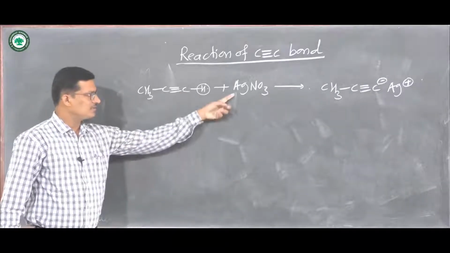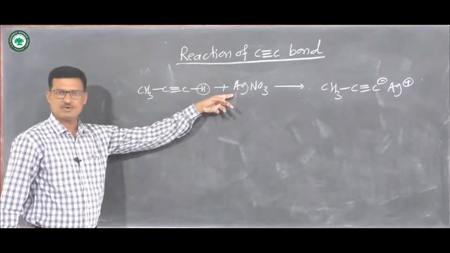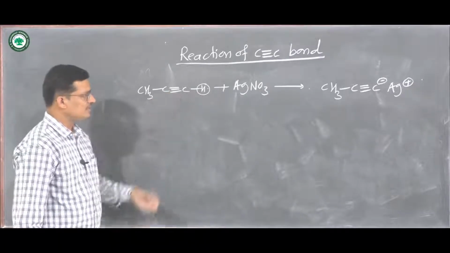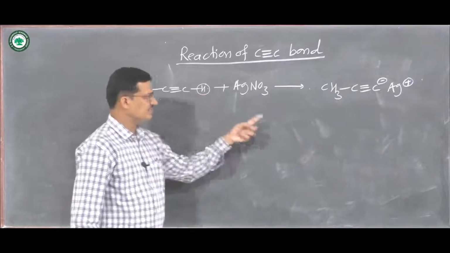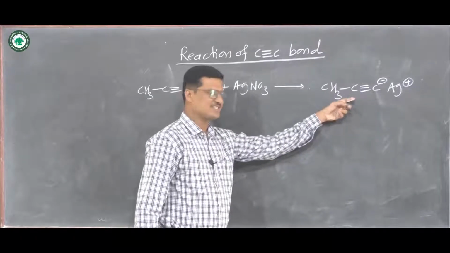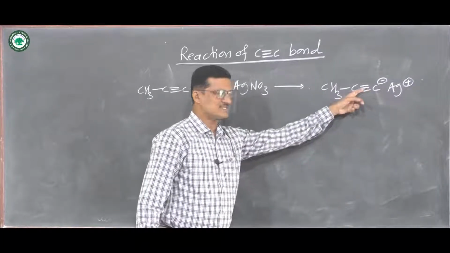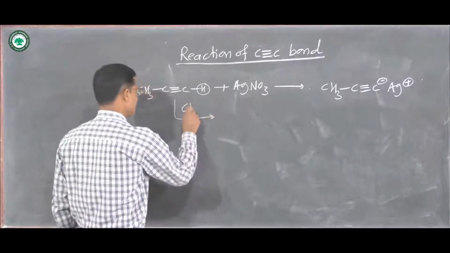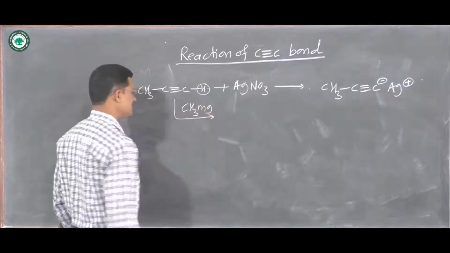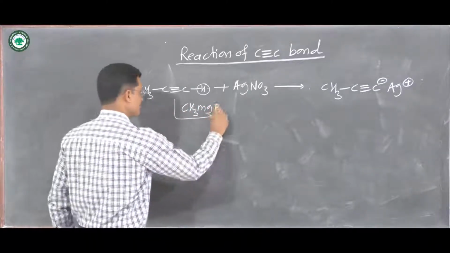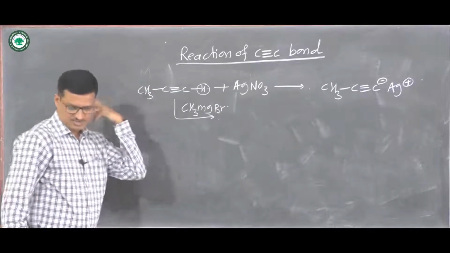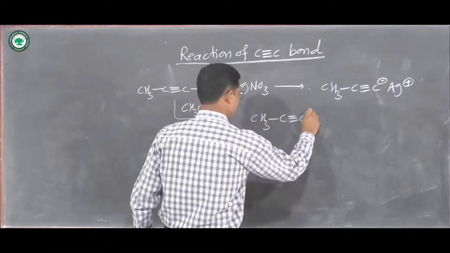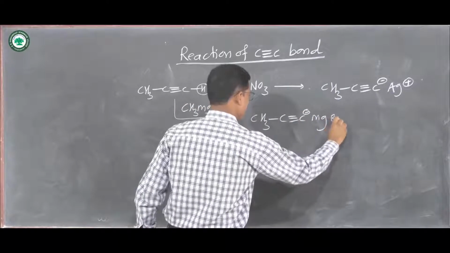And when heavy metals like silver or magnesium are treated with this type of terminal alkyne, this hydrogen is abstracted and there is formation of such acetylides, so means like a carbanion. Suppose we take this example and treat this compound with methyl magnesium bromide. Then what happens here? There is a formation of this type of acetylide of magnesium.